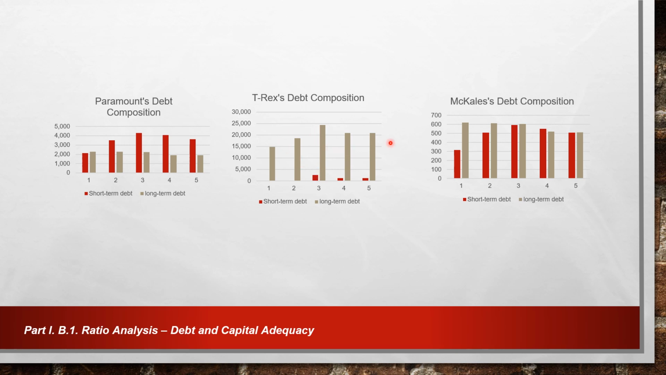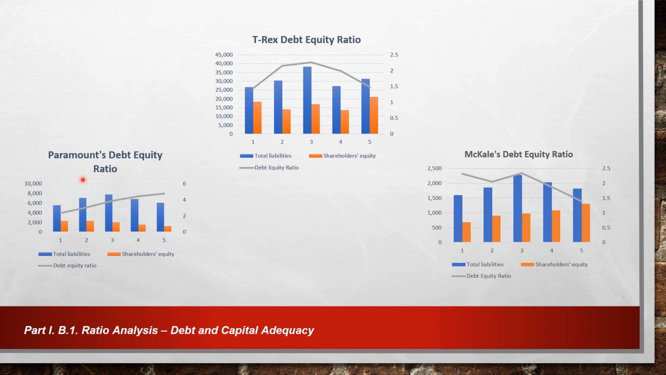McHale is definitely managing its debt at a very low level. Among the three, Paramount's debt equity ratio is steadily increasing, and it has worsened after 2008, reaching 5.0 by 2010. T-Rex and McHale are consciously reducing their debt to equity ratio, because look at Paramount, it is steadily increasing, but T-Rex and McHale are declining. They are consciously reducing their debt equity ratio after the 2008 financial crisis, and both maintain their debt equity ratio at less than 2.0.